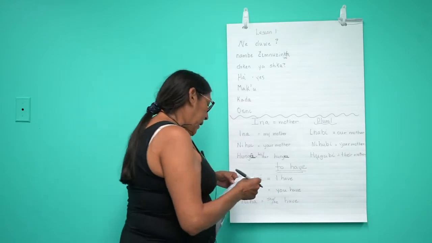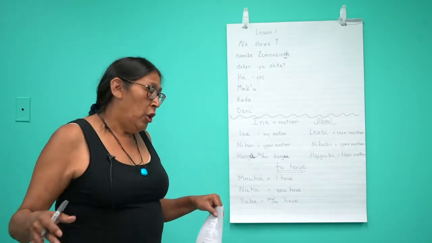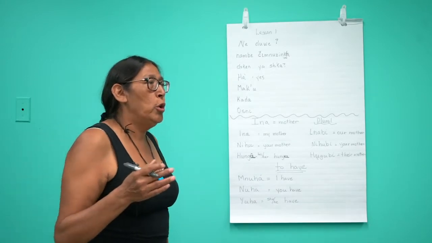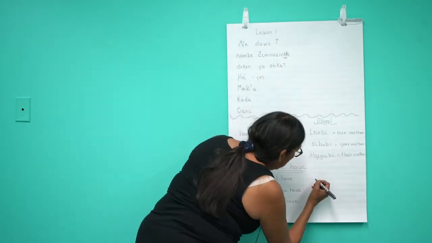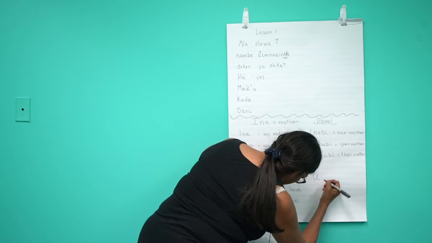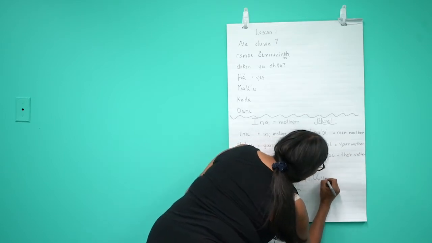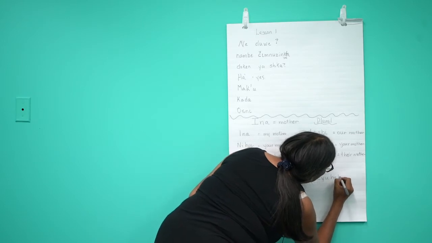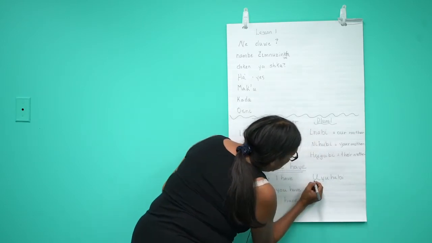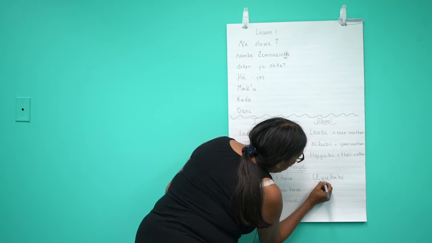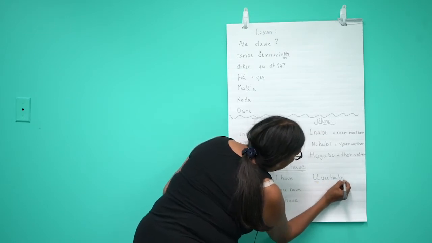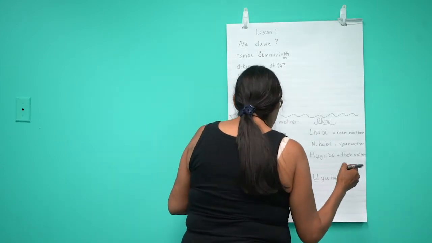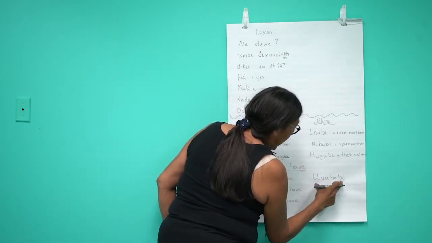Now we're going to say we have. Yuhana hochnach yabi. Uyuhabi. U is us, all of us. Yuha, they have. We all. The B is making it we. We all have. U, B.